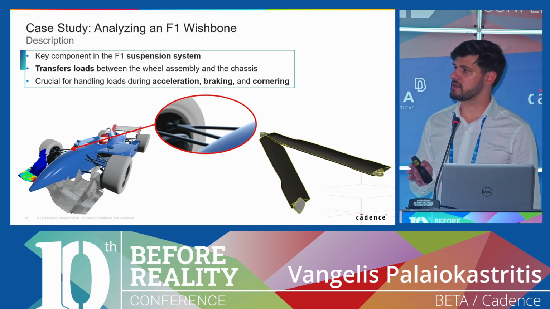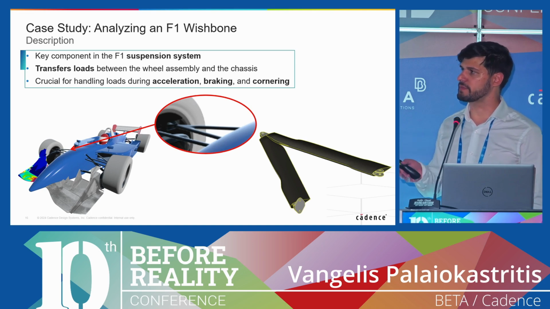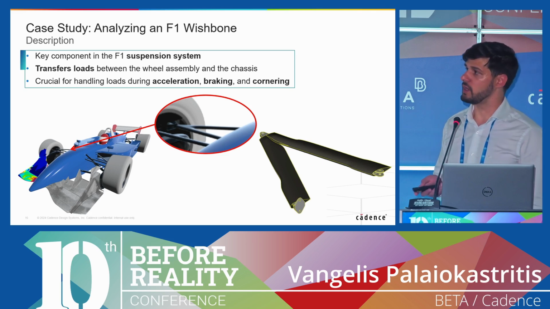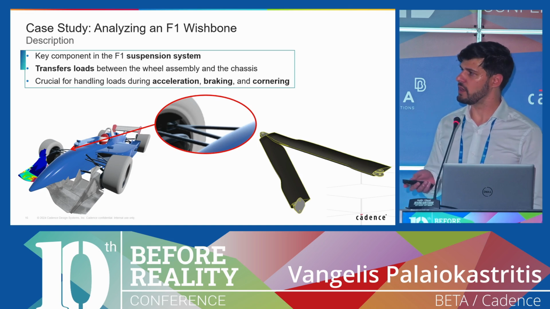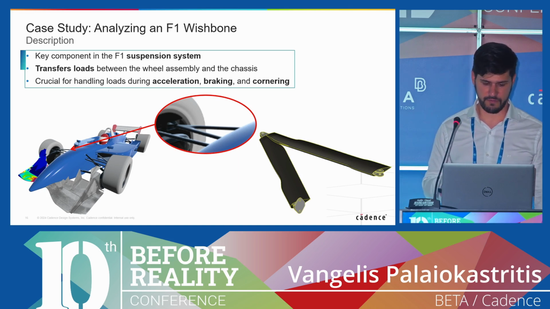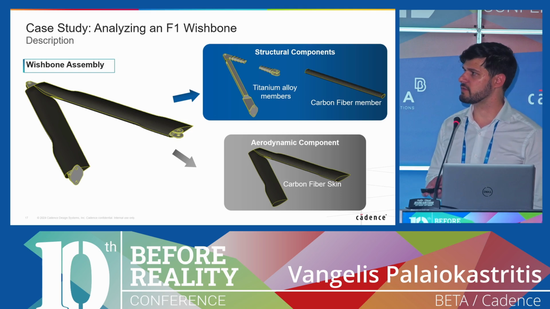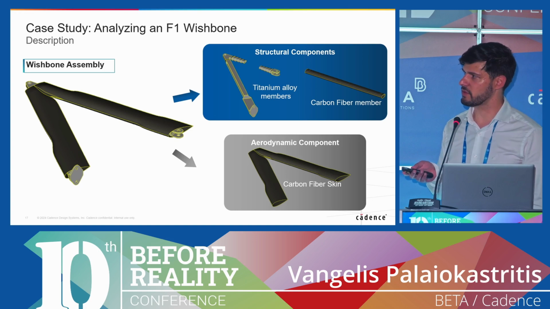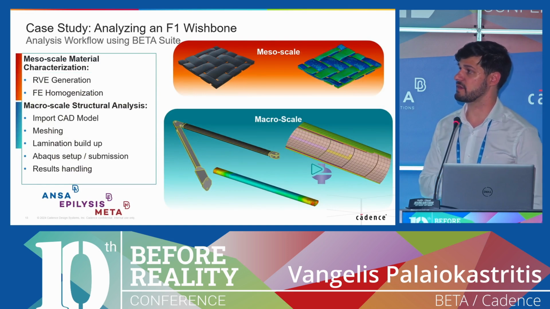Now, let's see briefly an example. Actually, this is a concept case study where we will combine some of the tools that were shown in order to analyze the wishbone of an F1 car. So the wishbone of an F1 car is created by two titanium alloy members and a carbon fiber member. Of course, we will focus on this carbon rod, and we will follow these steps.